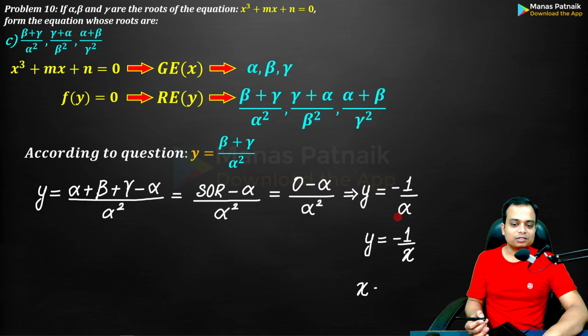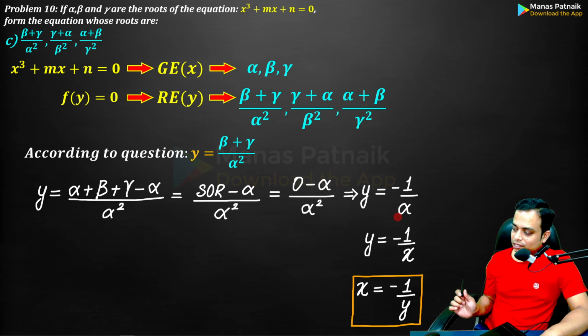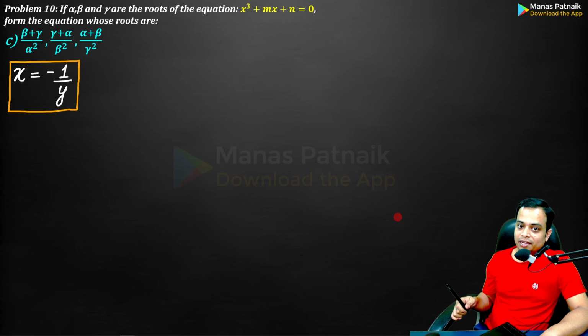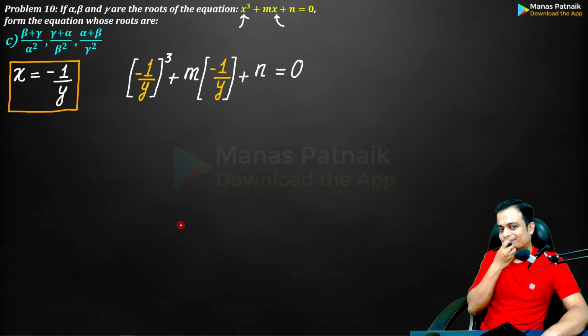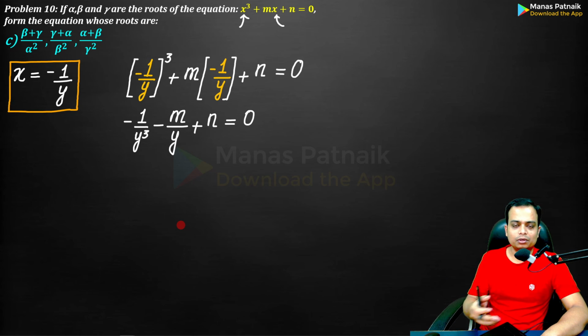X is going to be equal to minus 1 over y. And it is this transformation which is required in the next slide. Just do it. Make some space. Instead of, in place of this x, you can simply put minus 1 over y. Let us do this. 1 minus 1 over y cube minus m over y plus n is equal to 0.